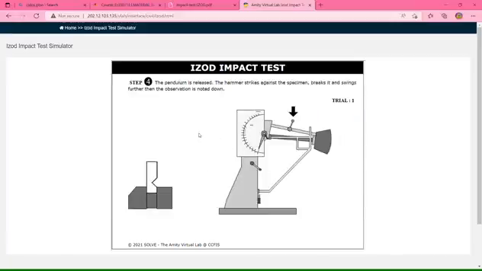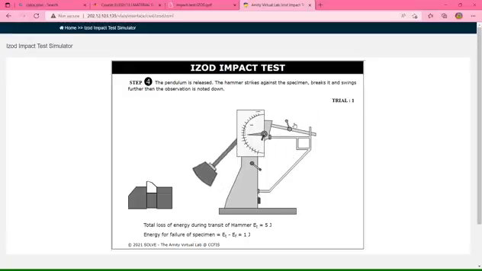For step 4, the pendulum is released and the hammer strikes against the specimen, breaks it and swings further, then the observation is noted down. The total loss of energy during transit of hammer, we got 5 joules, and the energy for failure of specimen, we got 1 joule.